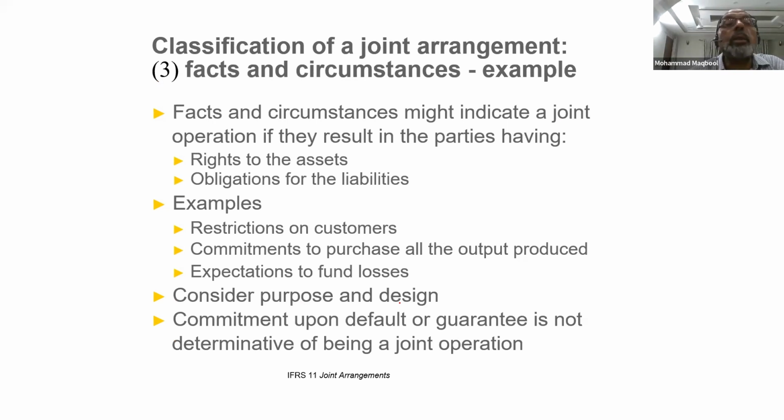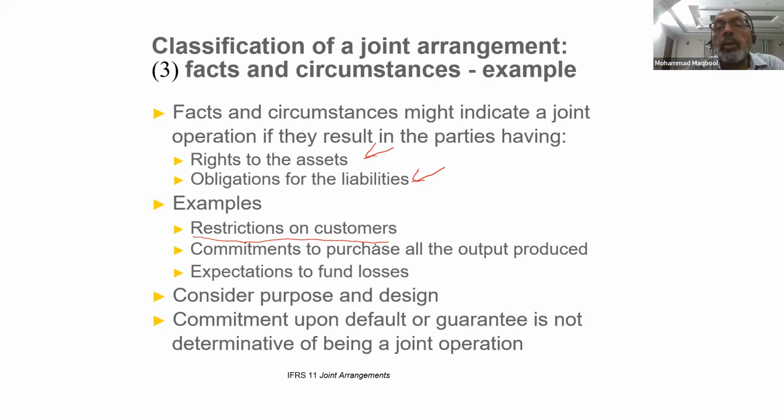Facts and circumstances, third thing, facts and circumstances also have to be considered. There were 3 black boxes I showed you. I'm looking at the third one. Facts and circumstances might indicate a joint operation if they result in the parties having the rights to the assets and obligations for the liabilities. An example is restriction on customers, who we can sell to, who we can't sell to, right?